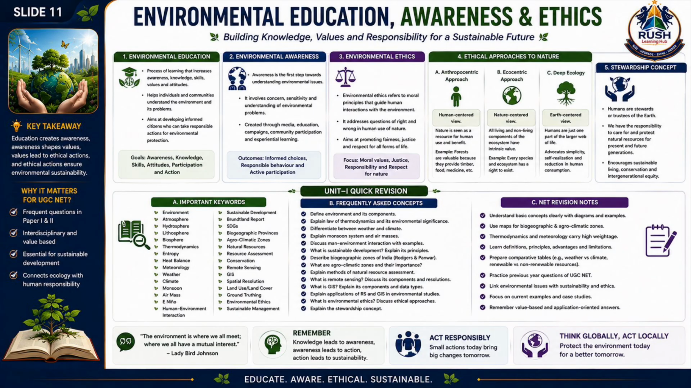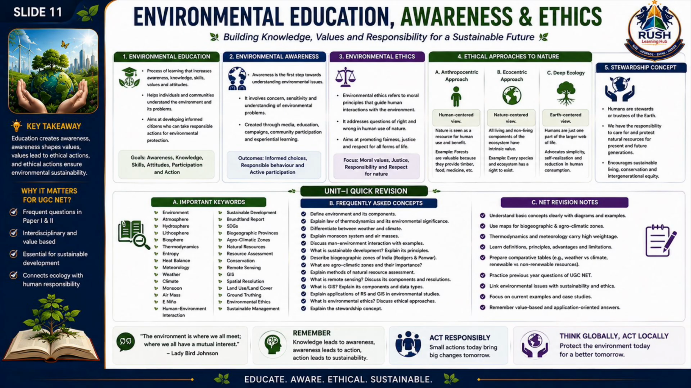Another important concept is deep ecology. Deep ecology was proposed by Arne Naess. It argues that all living beings possess inherent value regardless of their usefulness to humans. Deep ecology advocates reduced resource consumption, biodiversity conservation, ecological balance, and harmonious coexistence between humans and nature. Another widely accepted ethical principle is stewardship. The stewardship concept states that humans are caretakers of the environment and have a responsibility to manage natural resources wisely for present and future generations.